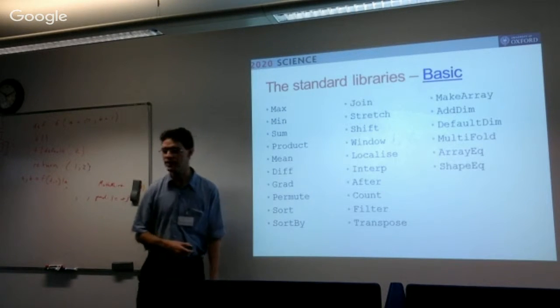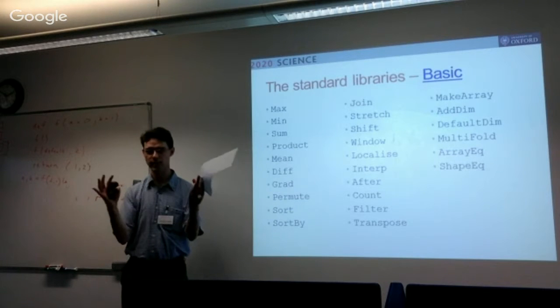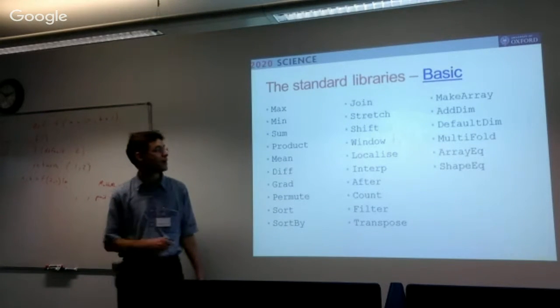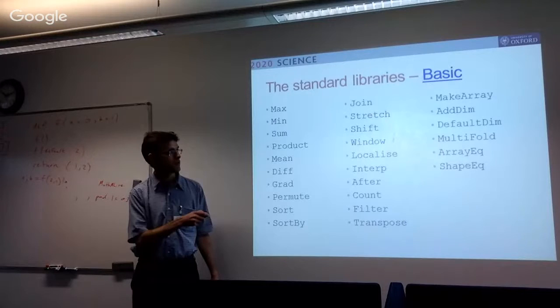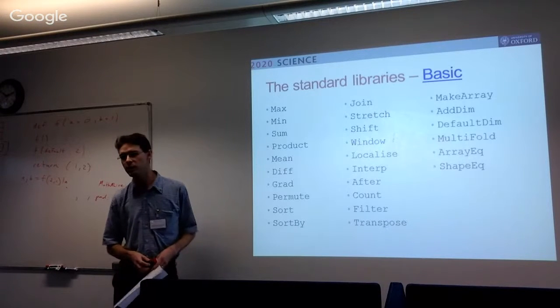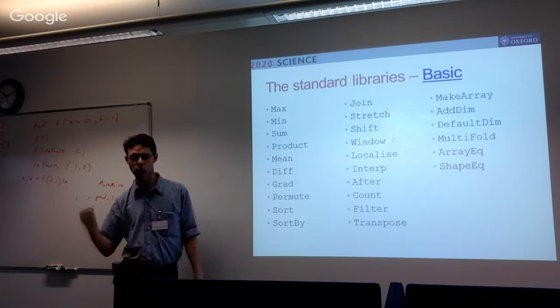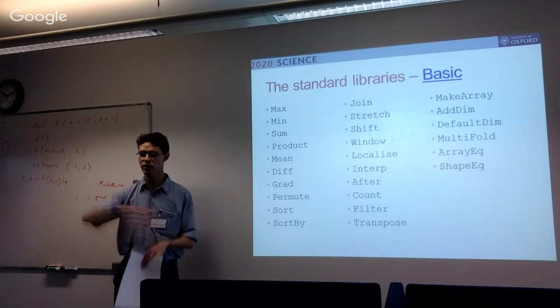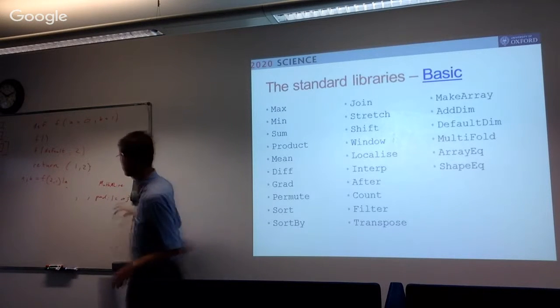Join sticks two arrays together. Two arrays, stick them together, you get a bigger array. You can also stretch arrays. So if you've got an array that has length 1 in some dimension, you can just stretch it out and produce multiple copies.